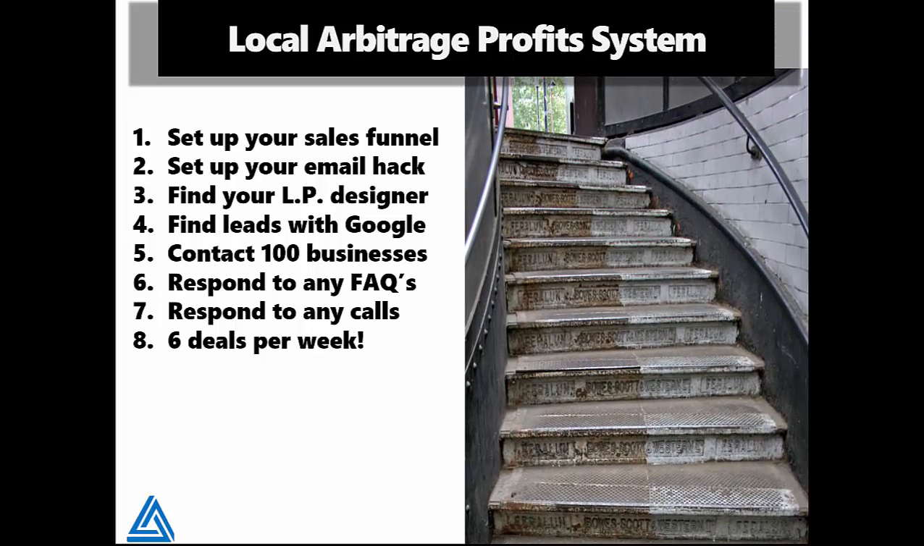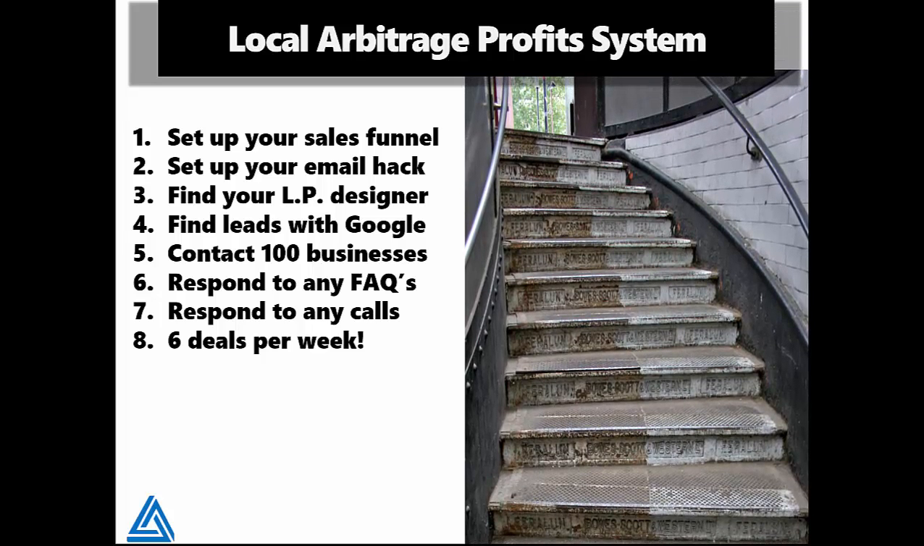First thing you're going to do is set up your sales funnel. This is setting up that done-for-you website. We covered it. Next, you're going to want to set up your email hack for your automated responses. You're going to use Google to find some leads, and you're going to contact at least 100 businesses per day. Find at least 2 outsourcers for creating your landing pages. Respond to any contact form submissions that you get throughout your cold emailing. Respond to any phone calls that you may get.